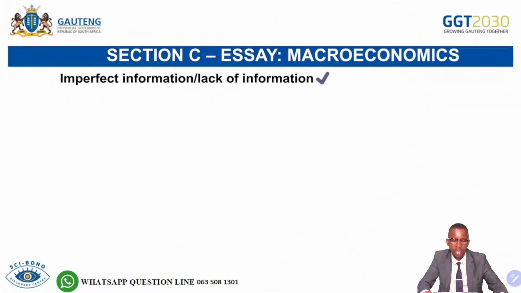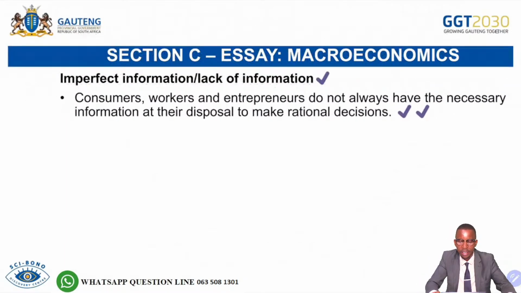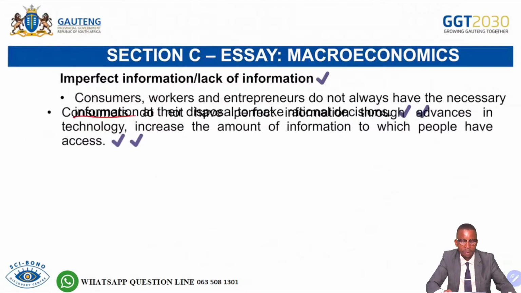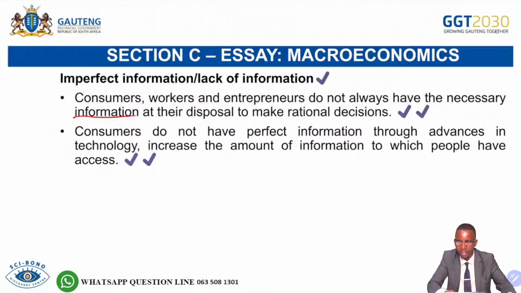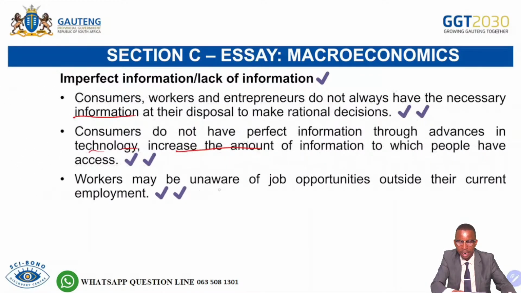And then we continue with imperfect information, lack of information. And then here, consumers and workers as well as entrepreneurs do not always have the necessary information at their disposal to make informed decisions. And then consumers do not have perfect information despite advances in technology and the increase in the amount of information to which people have access. And then workers may be unaware of job opportunities outside their current employment.